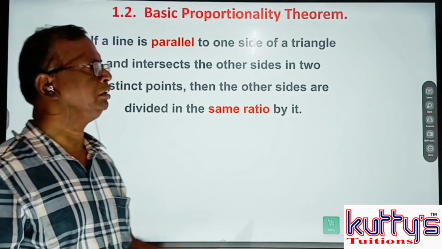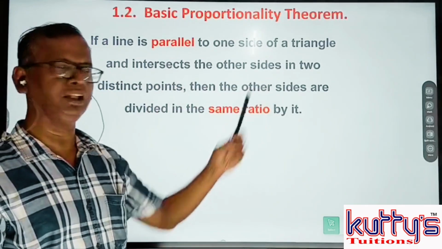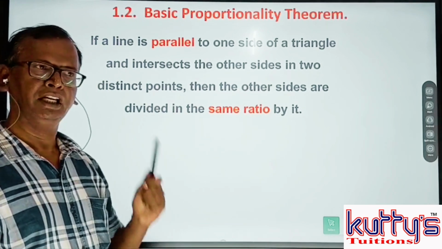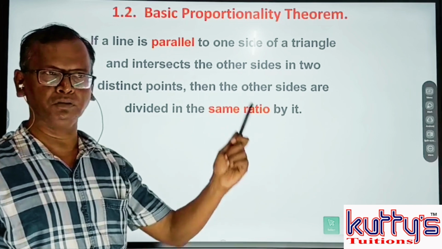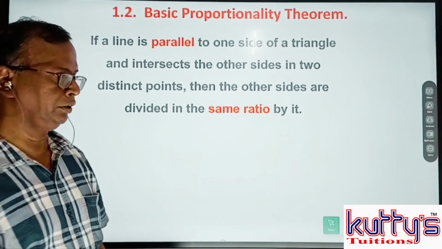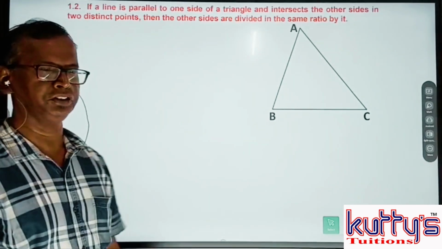Good morning, students. We'll start the first theorem, that's the Basic Proportionality Theorem. What the theorem says: in a triangle, if the lines are parallel, the ratio of one side and the ratio of the other sides are what? Ratio equal. See the first theorem.